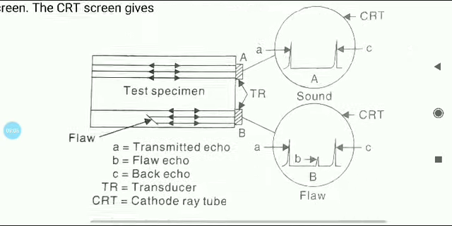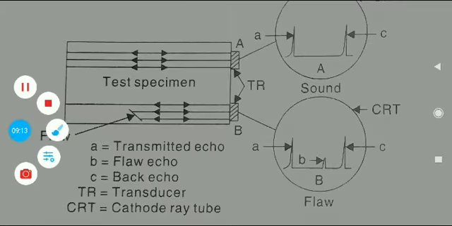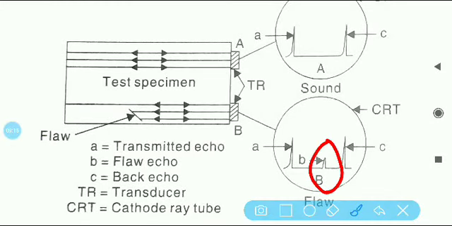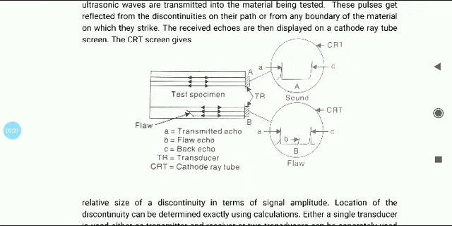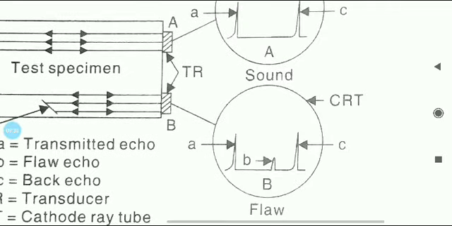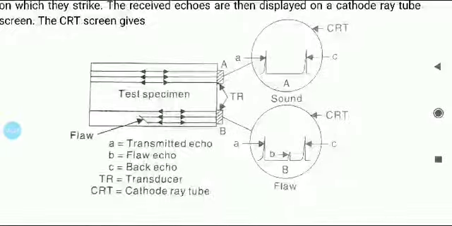Now again the pulse is sent from the other side and it is tested. There is an additional part coming in the CRT diagram, that is the flaw echo. That is due to a defect in the material. So the defect can be identified. The defect will appear in the cathode ray tube as an additional echo. So that is how a defect is identified.